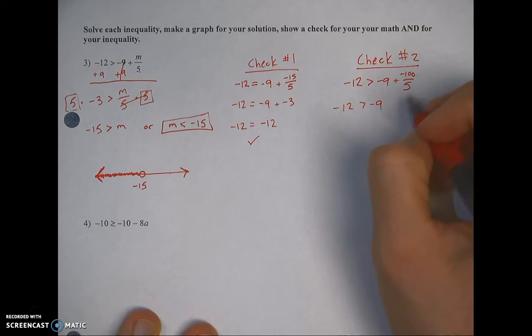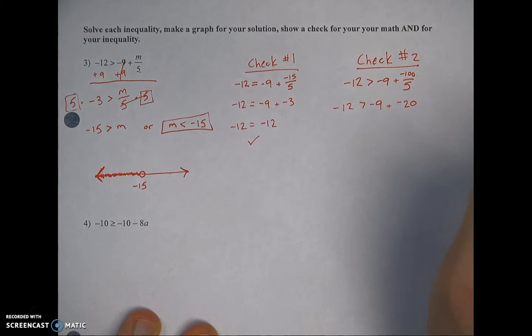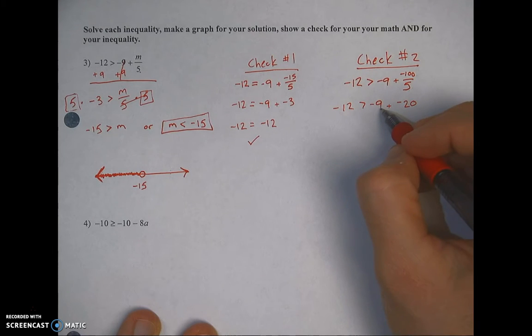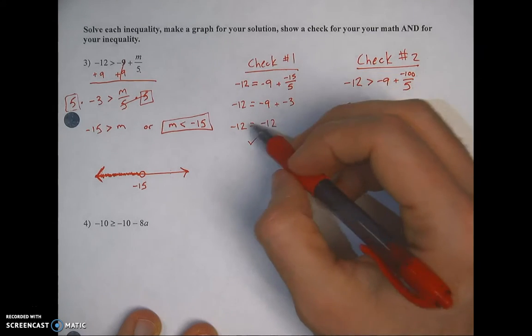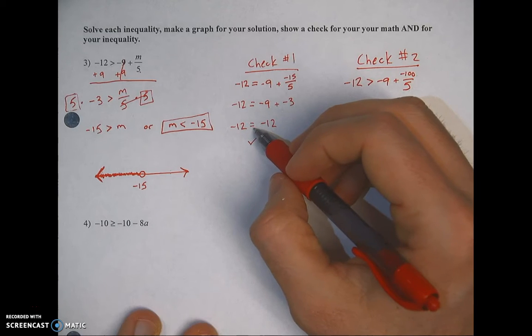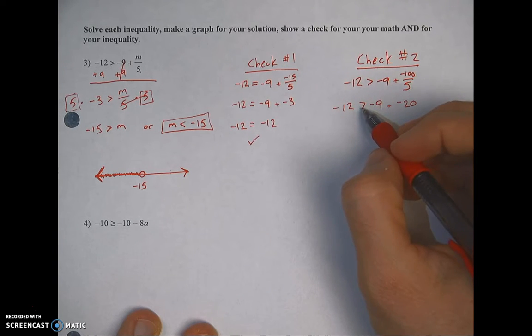So negative 100 divided by 5 is negative 20. If I finish off this side, I'm not going to get the same number on both sides, and I'm not trying to because this isn't an equals sign. Over here, I needed the same number on both sides because it was supposed to be equal. Over here, they're not going to be equal.